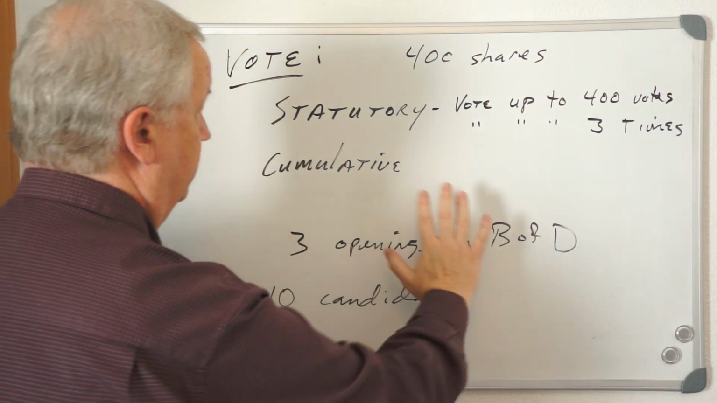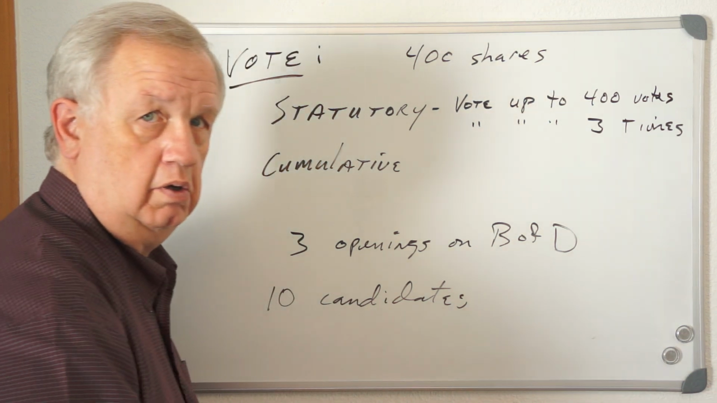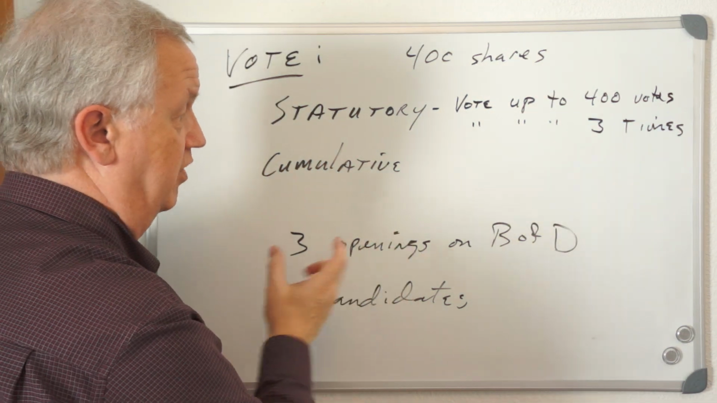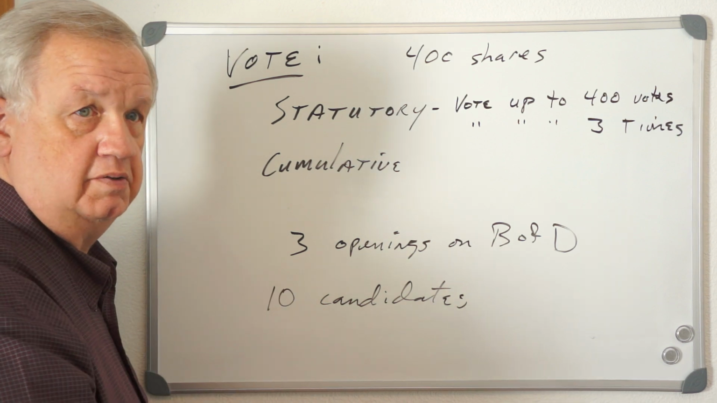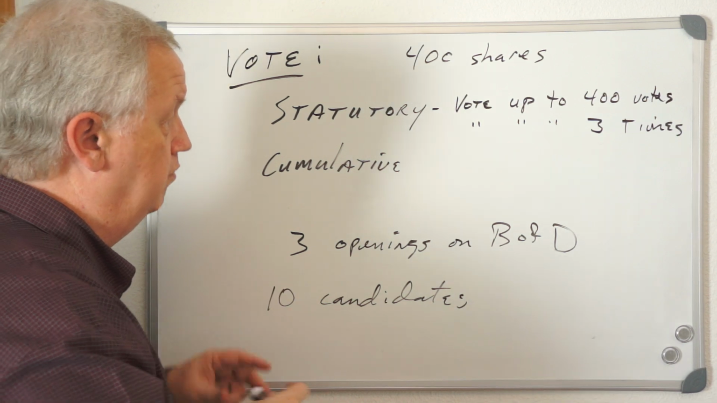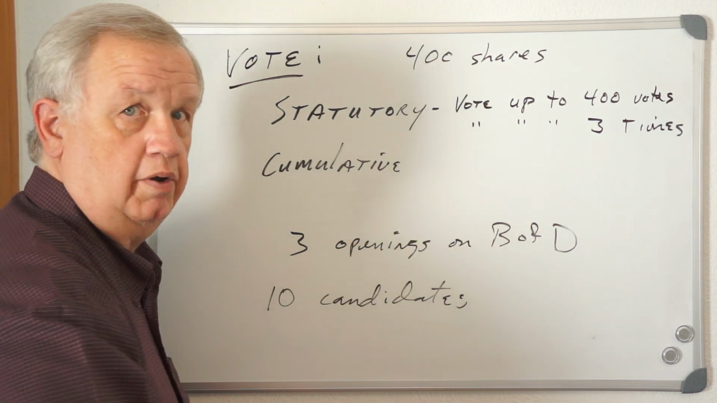Or you can go 4 for 200, okay? But you can't go over 400 for any one candidate, and you get 3 candidate selections. Or maybe you just like one, fine. 400 goes to 1, and that's it.